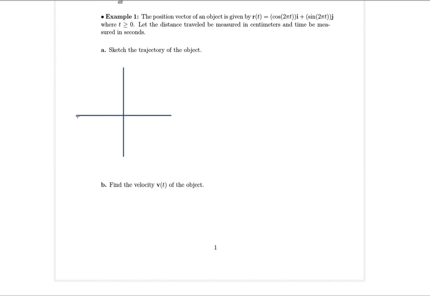And then from our work with parametrically defined vector functions, hopefully when you see the cosine as the x component and sine as the y component, that makes you think of a circle. So in fact, this will give us a circle. So let me just sketch it first, and then we'll make sure we're in agreement about that fact.